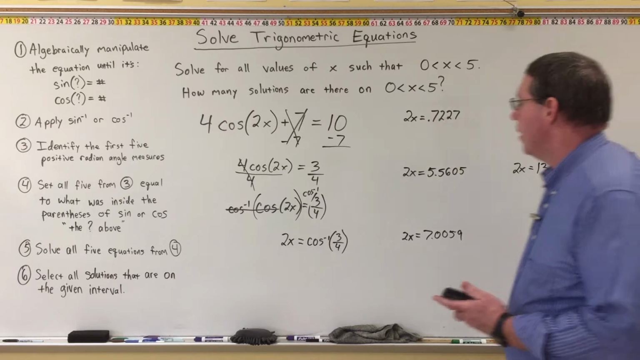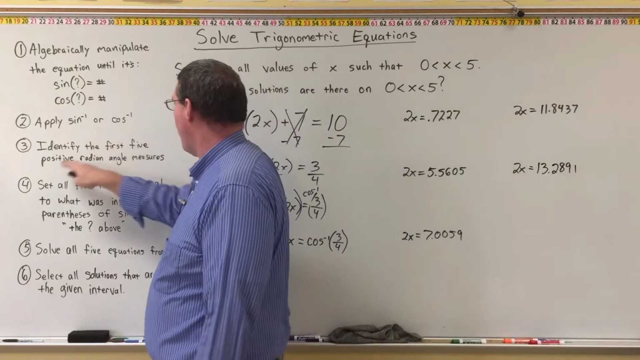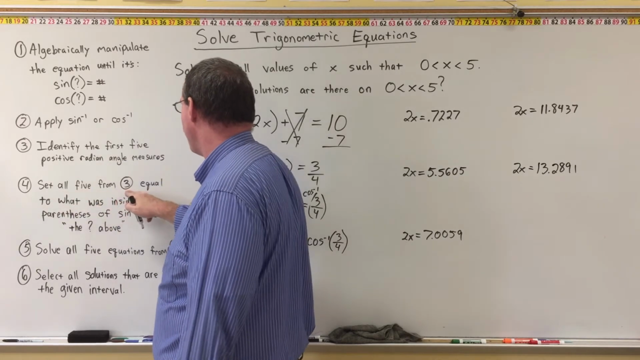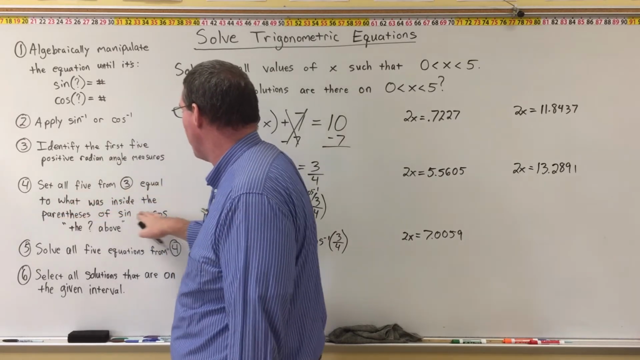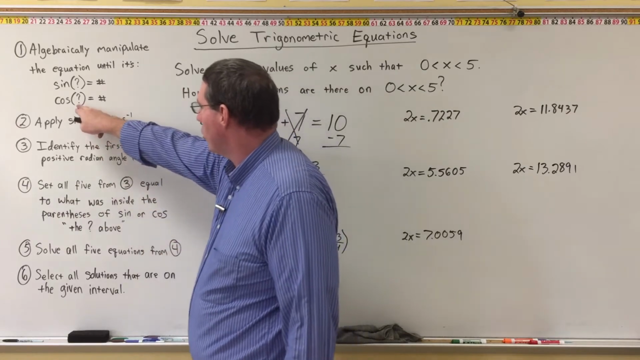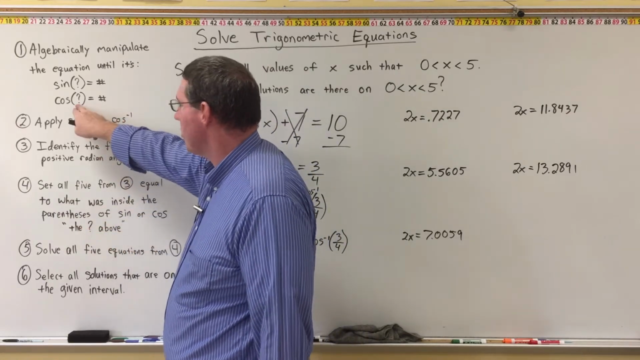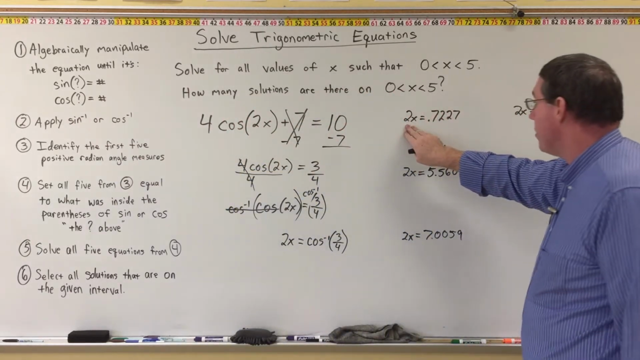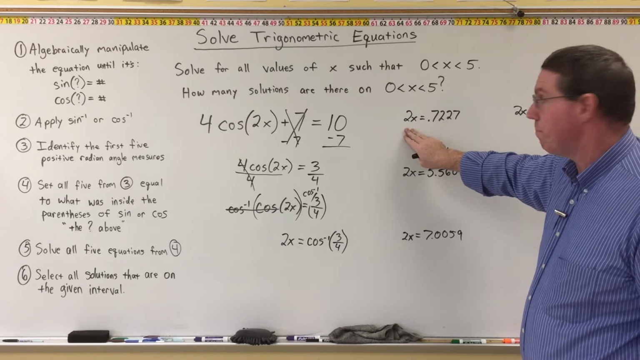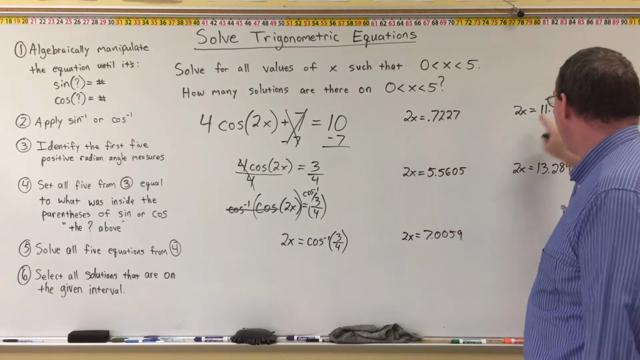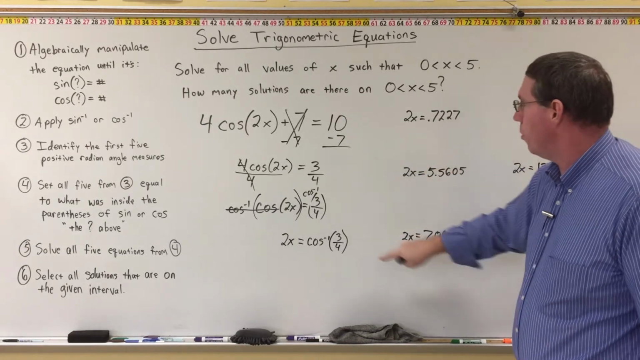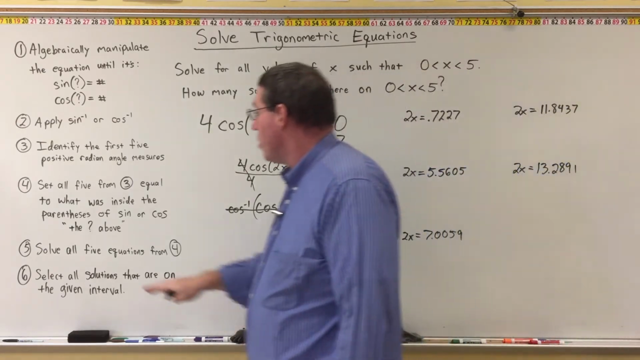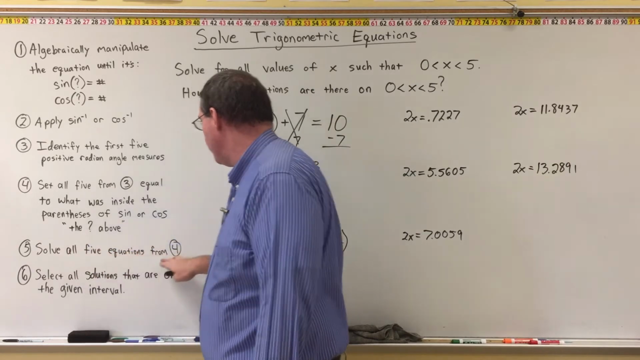So what we did was we just identified the first 5 positive radian angle measures, then we set all 5 of those from step 3 equal to what was inside the parentheses. In this case, it's 2x. We already did that. Look, we did step 3 and step 4 all at the same time. Now we've set each one of these 5 equal to 2x, which is the angle measure inside of the parentheses. And now step 5, solve all 5 equations from step 4.